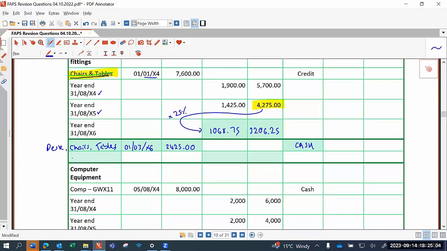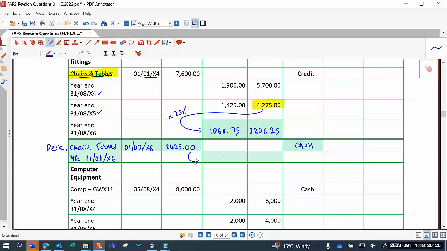Exactly. Well done. We need to depreciate it, don't we? We are going to have to depreciate in the year which we're currently in, which is August of X6. And our depreciation is 25% reducing balance, as we've already discussed. But we're in the first period, so it's just 25% of the cost figure here.